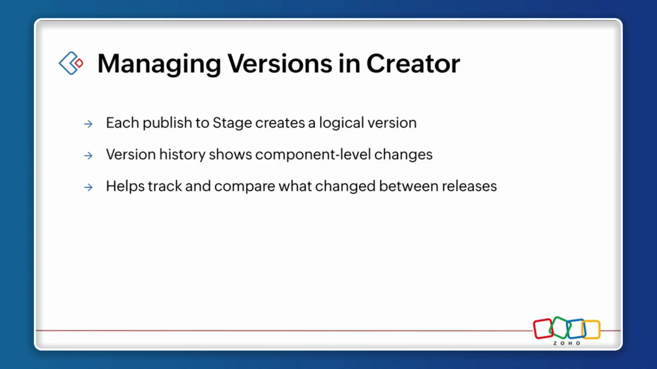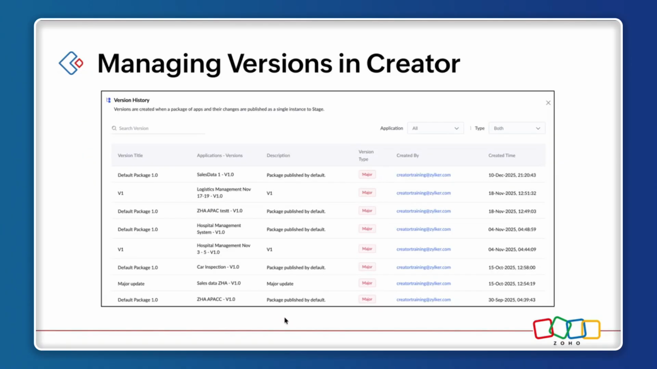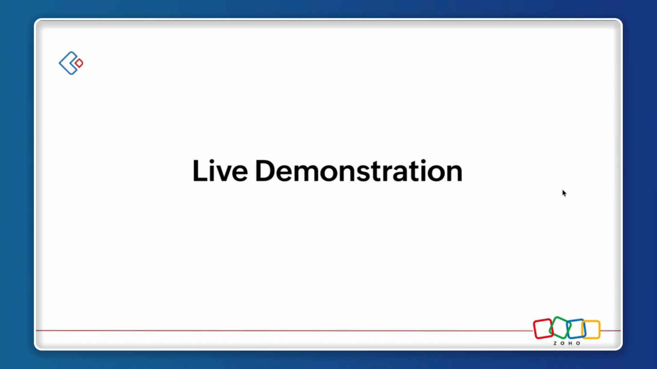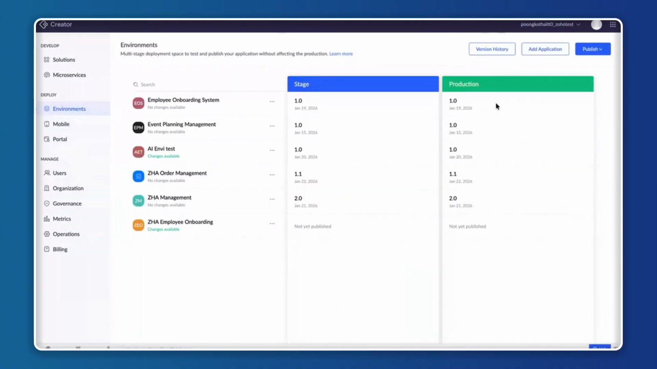So where and how does this version details of your application look like when you are pushing an app into the environment? So this is a sample page where you can see the version title, the application versions, and the description of the version, and the version type here, major, minor, or what type of version, and who has created the changes will be listed, and at what point of time it was created. So let me take you to the demo.